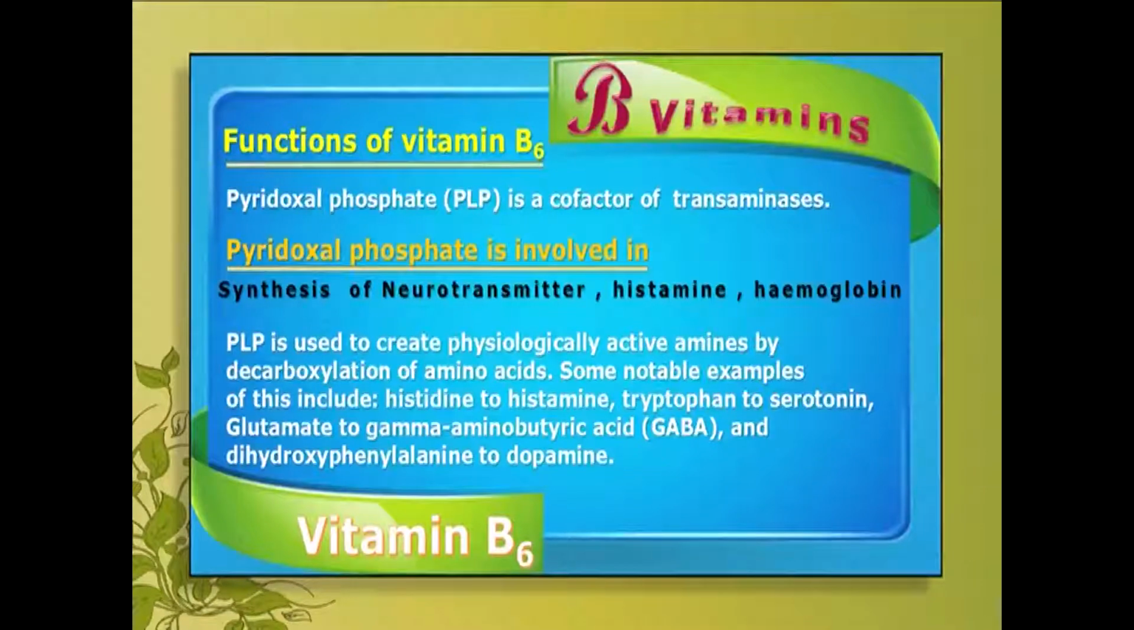And pyridoxal phosphate is involved in synthesis of neurotransmitters, synthesis of histamines, it's an immunomolecule, and hemoglobin, the molecule that is responsible for transport of oxygen from lung to different cells and tissues. PLP is involved in synthesis of biologically active amines from decarboxylation of amino acids. The notable examples include histamine, that is involved in inflammation reactions, and it is produced from decarboxylation of histidine, production of serotonin from tryptophan, and production of GABA or gamma aminobutyric acid, which is an inhibitory neurotransmitter, from glutamate, and synthesis of dopamine from dihydroxyphenylalanine. Dopamine is the molecule that is synthesized in the brain, and we know that in the case of disease, dopamine synthesis is severely impaired.